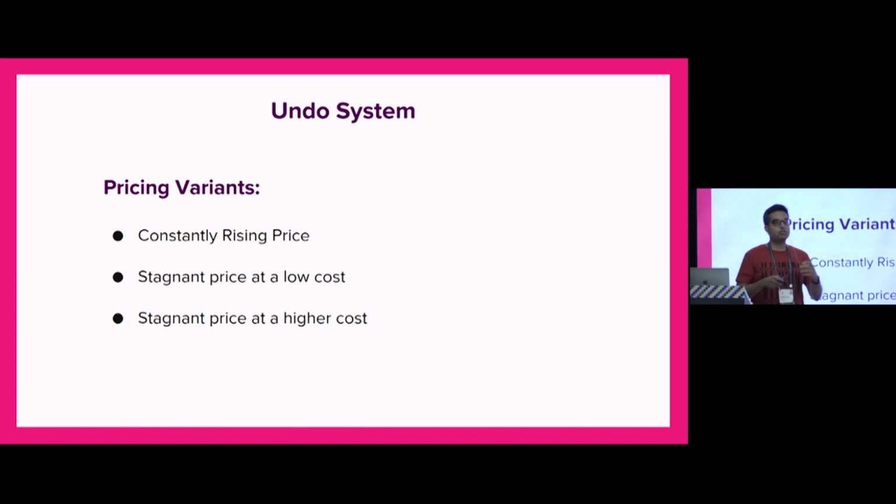Right, and we also tried one more thing with this, where we tried 3 different pricing variants. One was the constantly rising price, like I mentioned, 30, 40, 50, 60, 70. One was a stagnant price at a low cost, for example 5, 10, 15, 15, 15, 15. Or a stagnant price at a higher cost, like 5, 10, 15, 20, 30, 30, 30, 30. Eventually we figured out that the constantly rising price was the one that was working most, and it makes sense for us also. It gives us the most gem sink and most revenue, so we just went with that.